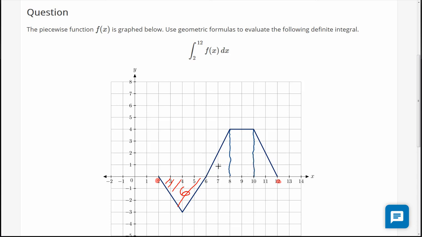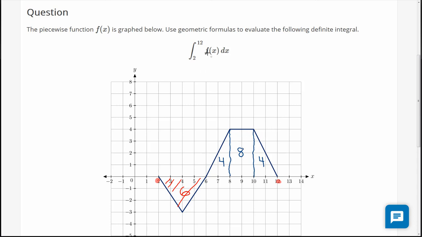I can see there's a triangle there, there's a rectangle here, and there's a triangle there. This triangle has a base of 2 and a height of 4, which means the area of that triangle is 4. This triangle is basically the same thing, so that has an area of 4. And then this is a 2 by 4 rectangle, and so this has area 8.